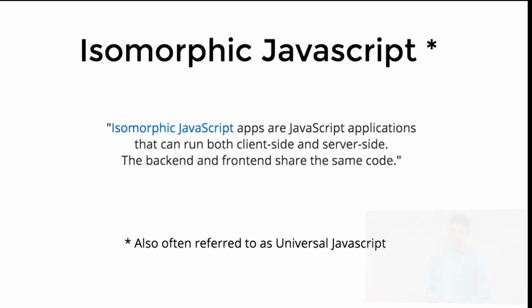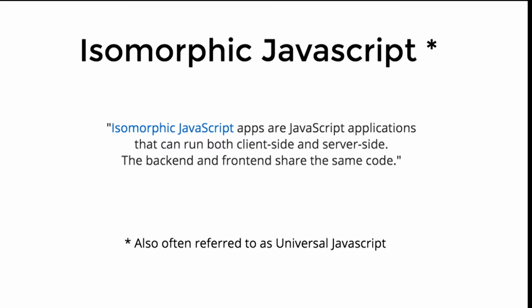So what's isomorphic JavaScript? I got this definition from isomorphic.net, which is the community hub for isomorphic JavaScript development. Basically, isomorphic JavaScript apps are applications where your front-end code and your back-end code are the same code base. You don't have a notion of a front-end and a back-end. Your entire code base is full stack. You only have one stack, basically. So your front-end and your back-end share the same code.